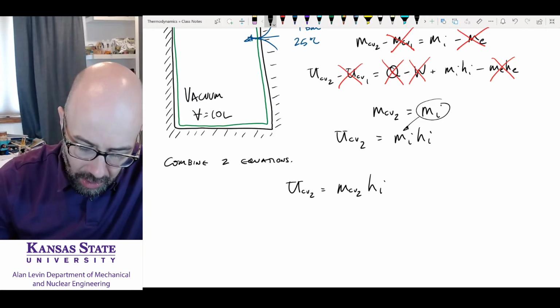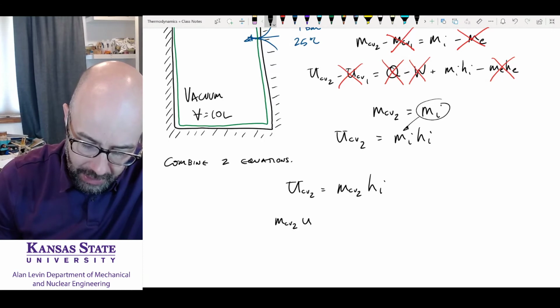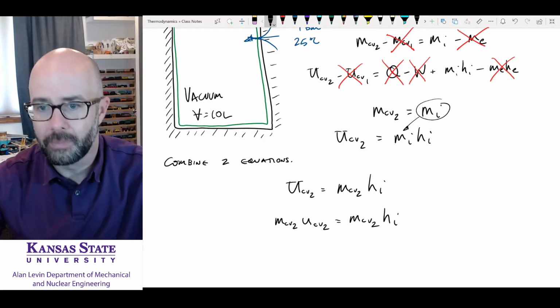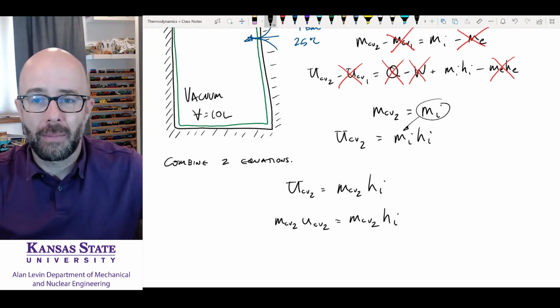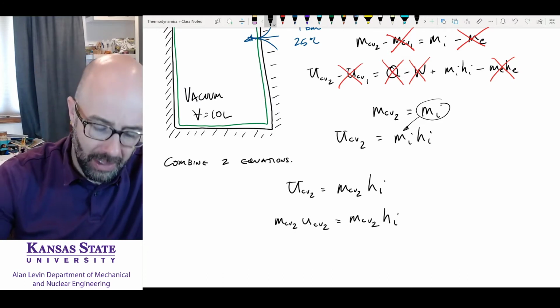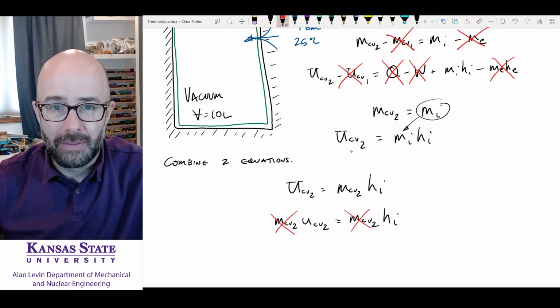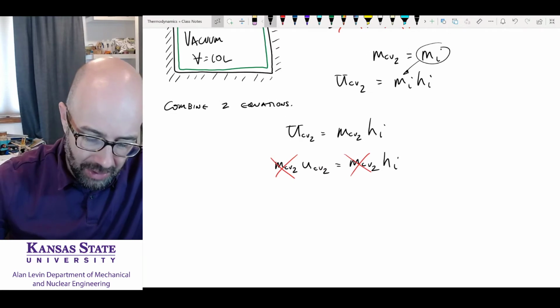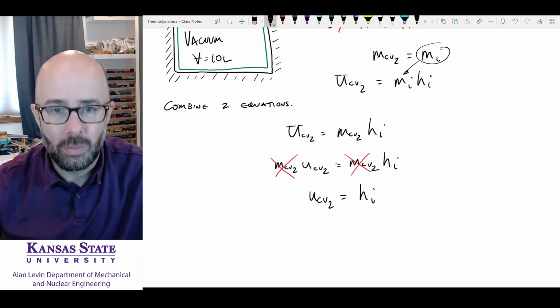Okay, now we have to also remember that this internal energy is going to be equal to the mass of the control volume at state 2 times the specific internal energy of the control volume at state 2, which is equal to the mass of the control volume at state 2 times the enthalpy in. I'm writing that big U as a lowercase u because we're talking about mass times the specific internal energy. And look what happens there. Now we're saying that this and this will cancel out. For our problem, it's very simple: the internal energy of the control volume at state 2 is going to be equal to the enthalpy in.